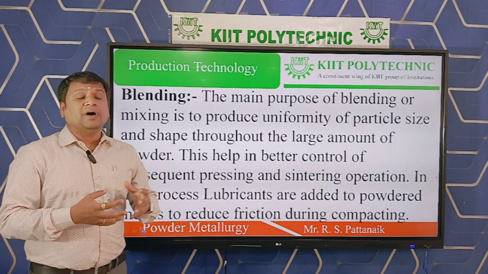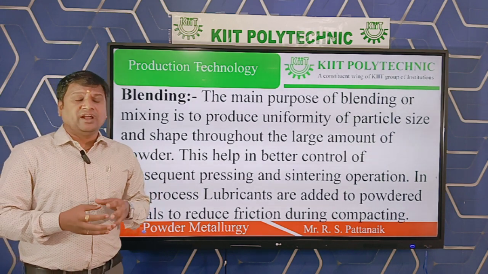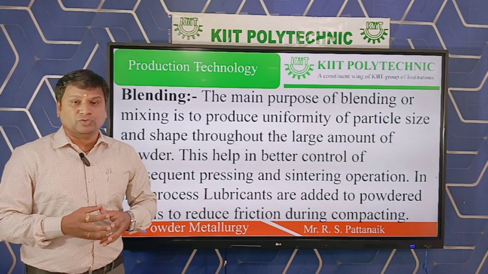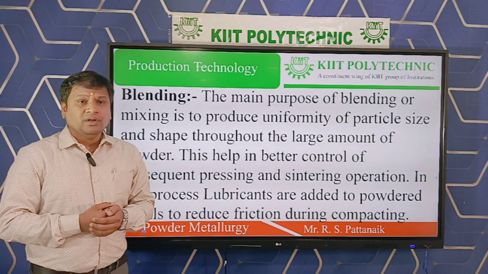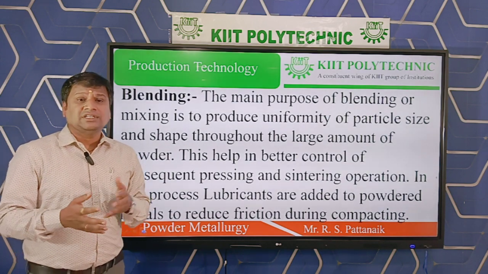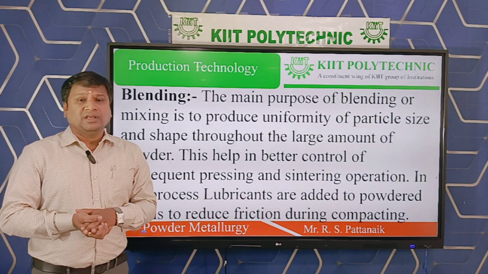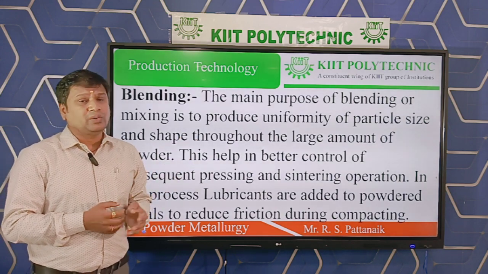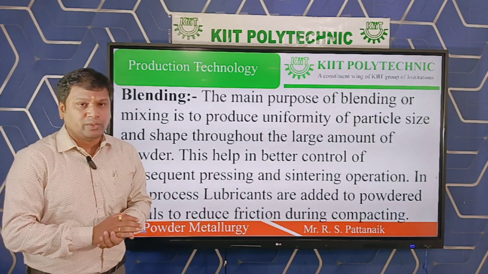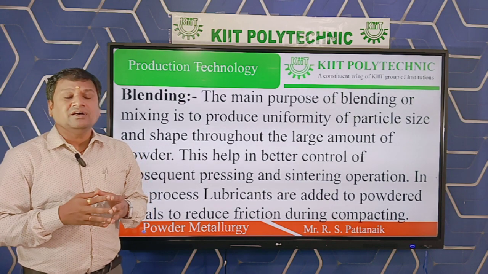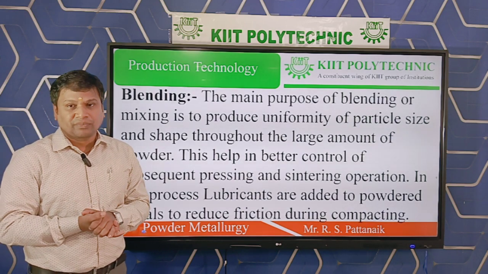Okay, so in powder metallurgy, metals and non-metals both are used. For example, we can take the example of cermet, which is the combination of ceramic and metals in powder form. So here in this powder metallurgy technique, not only metal or alloy powders are used, both metal and non-metals are also used. Okay, so blending or mixing is basically used to produce uniformity.